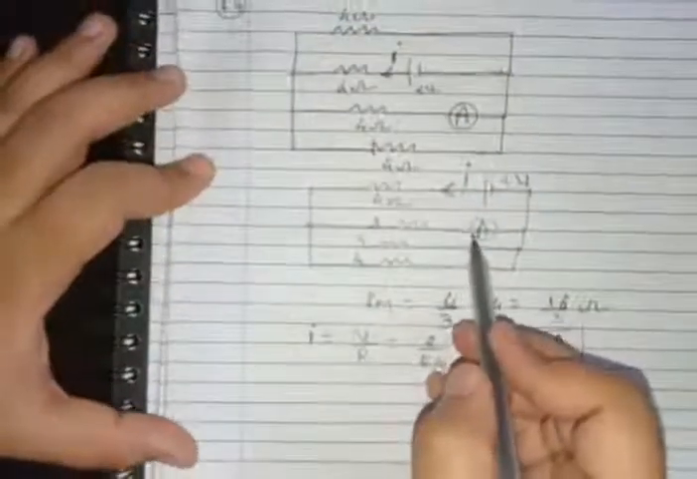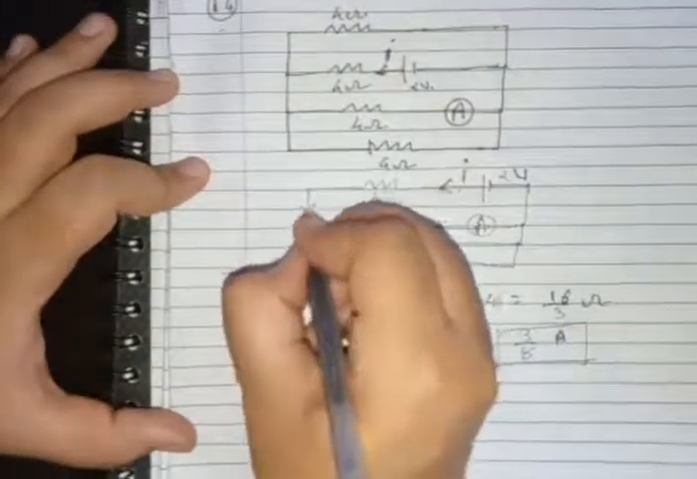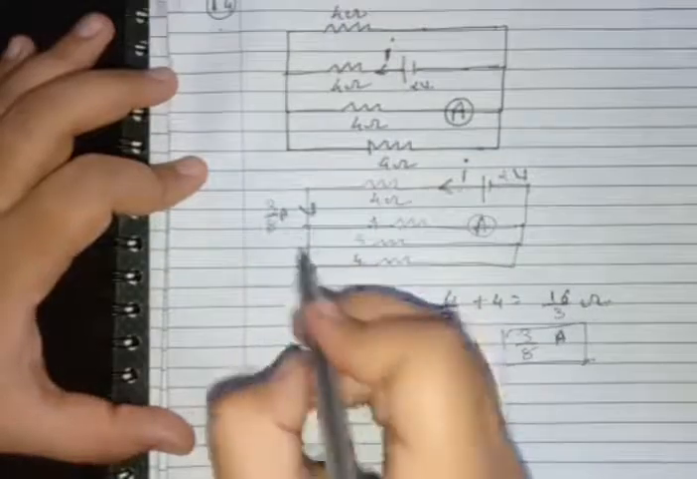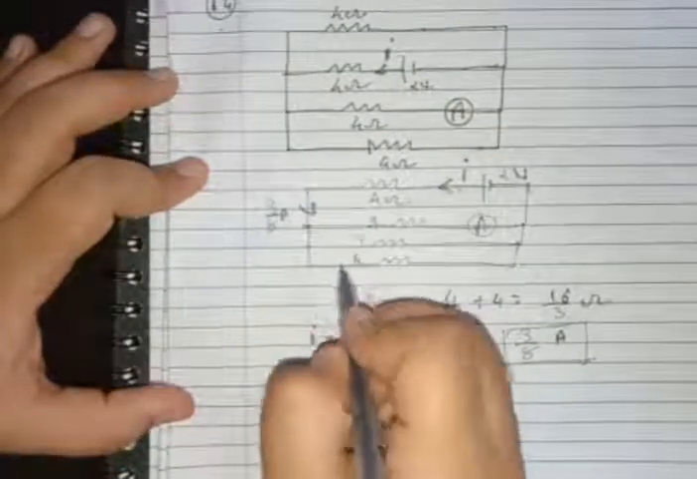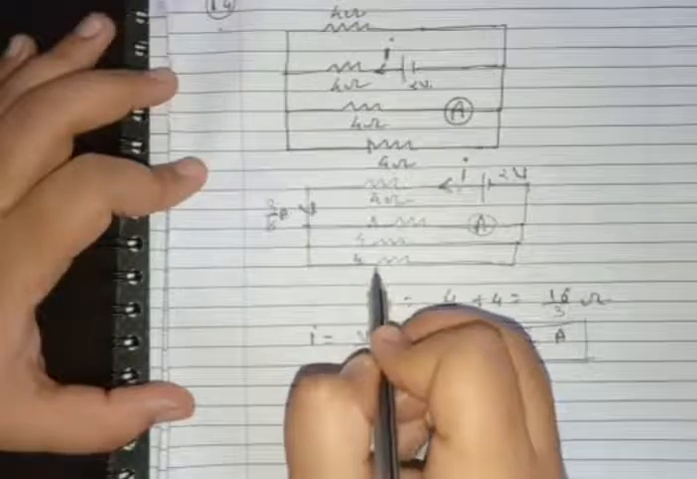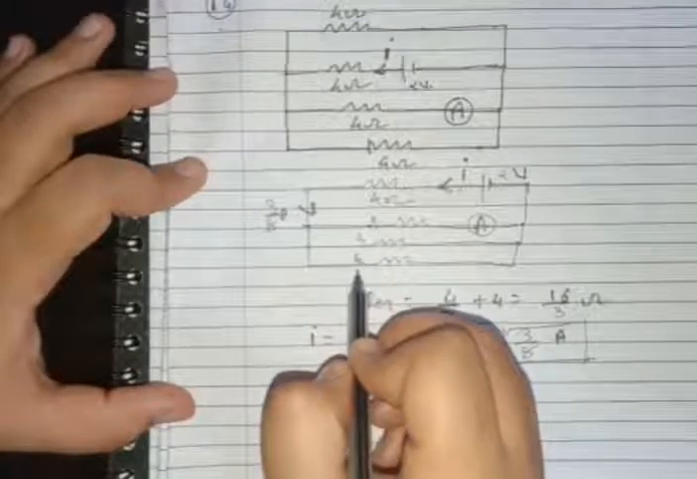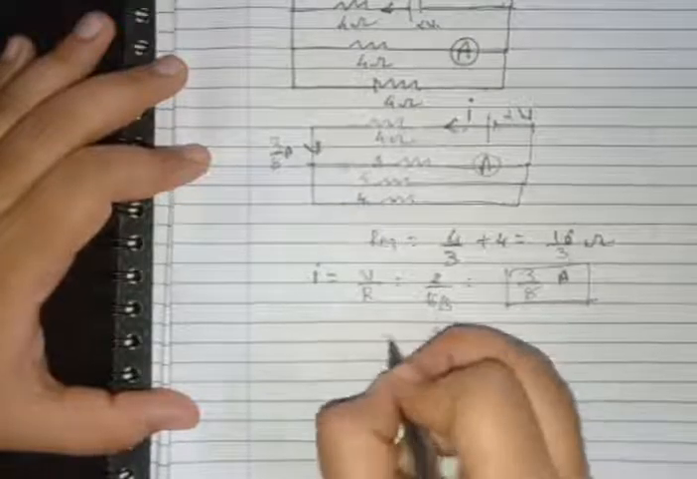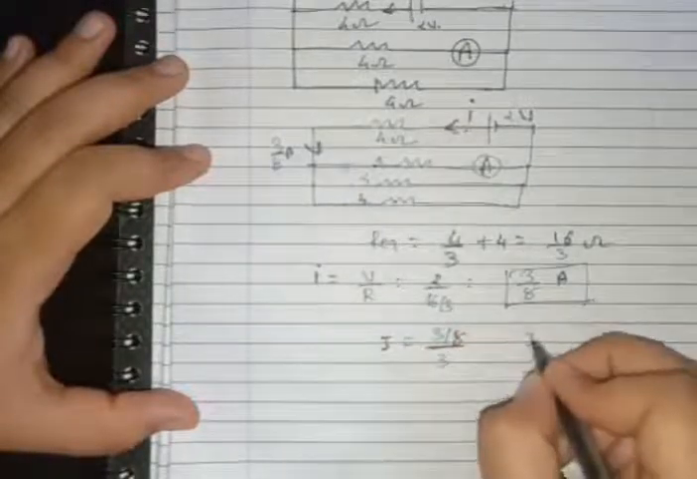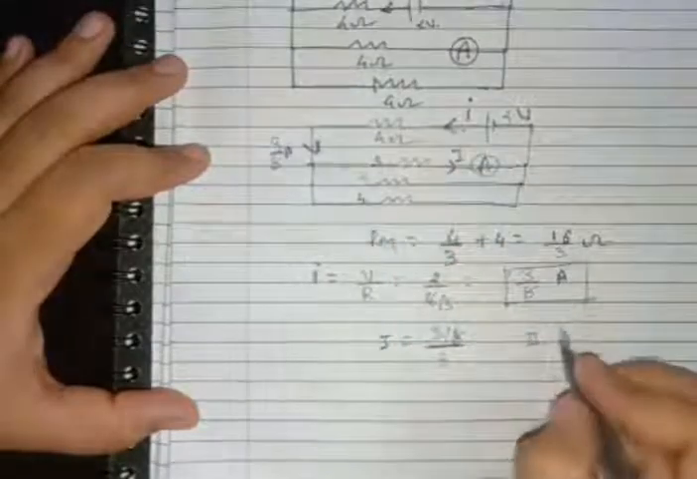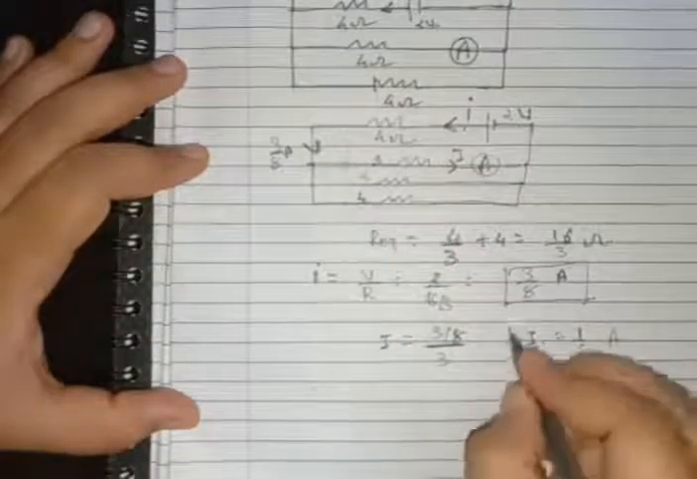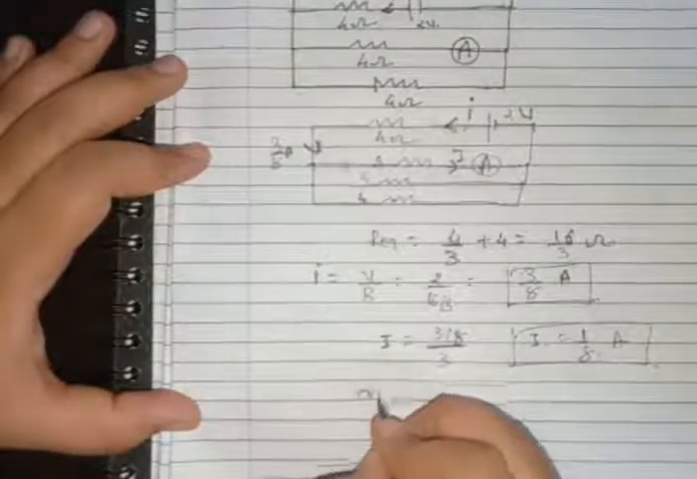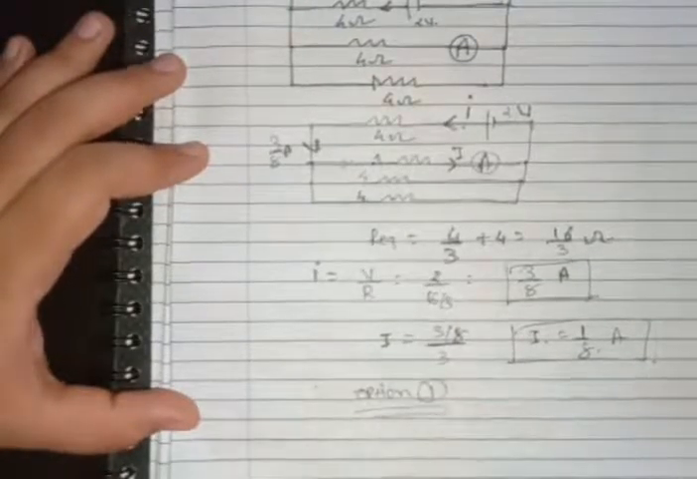Now we want to find the current through the ammeter. From this point, the total current flowing is 3 by 8 ampere. At this point, current will divide into 3 parts. As these 3 resistances are equal, the current will be divided equally. So the current flowing through this ammeter will be 3 by 8 divided by 3. Let's say that current is I. So I through the ammeter will be 1 by 8 ampere. So option 1 is the correct option.